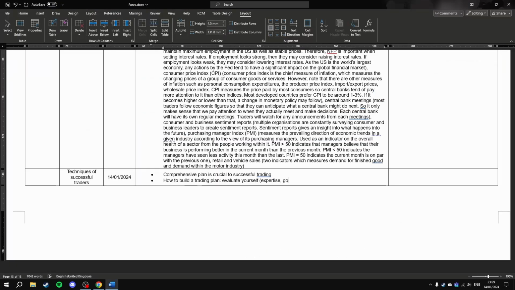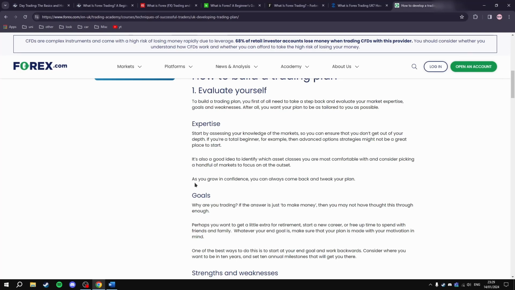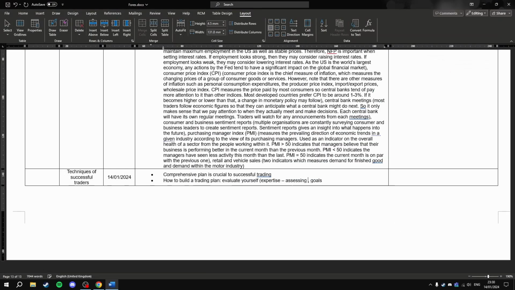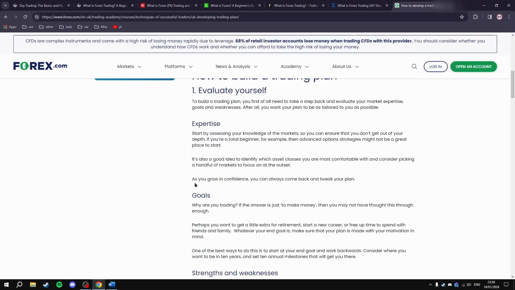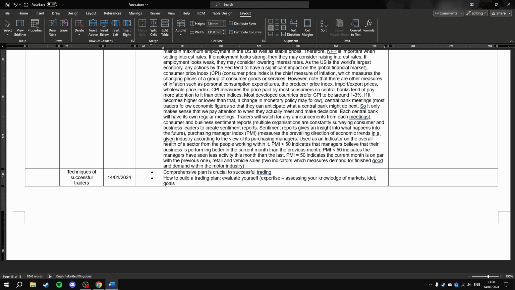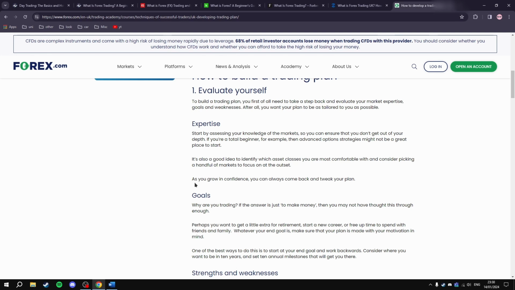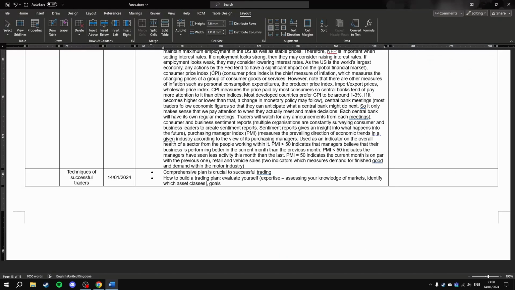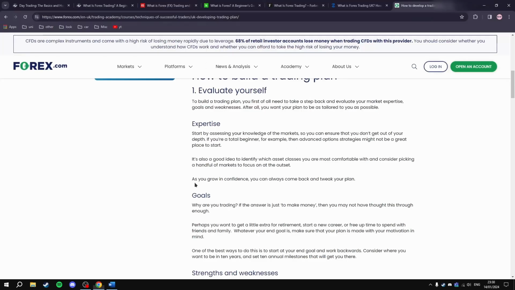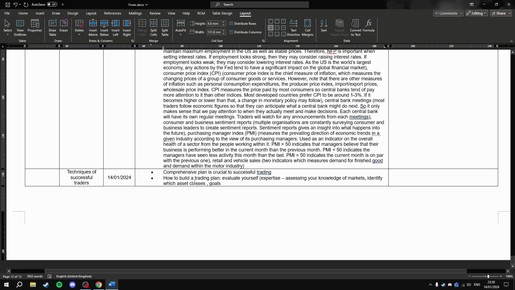Goals. Expertise, assessing your knowledge of markets. Identify which asset classes you are comfortable with.